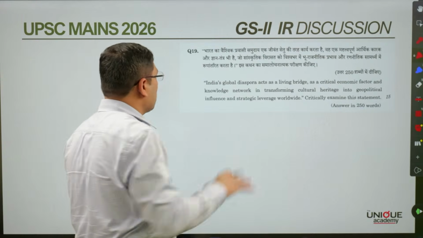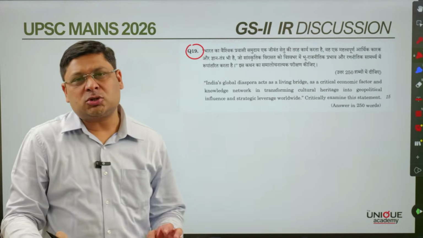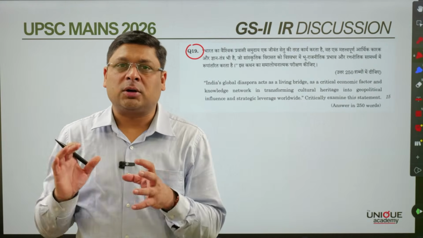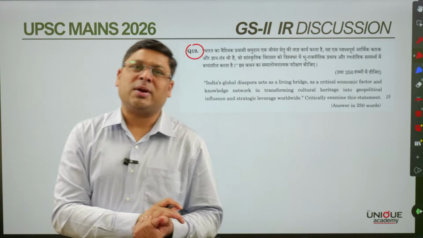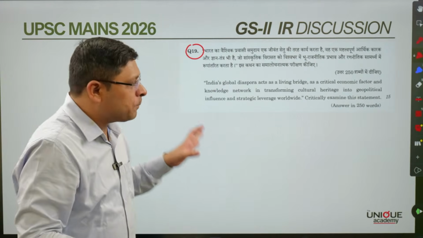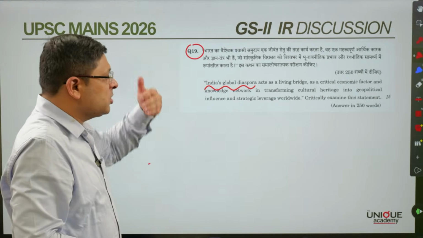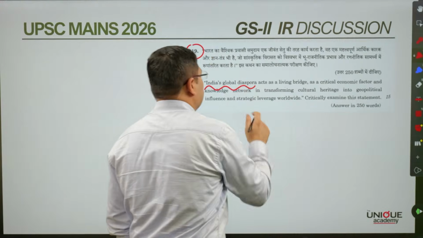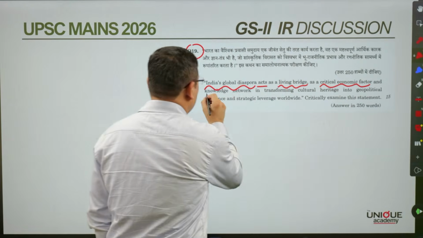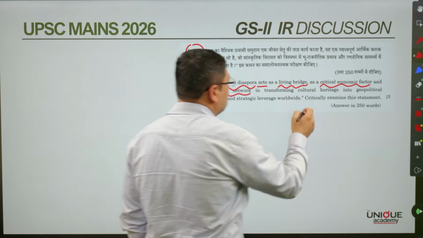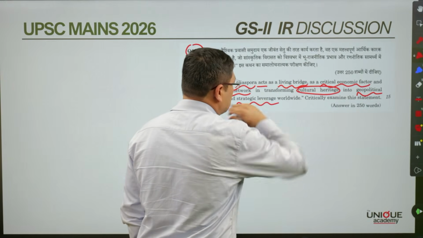That is question number 19, and it's a 15 mark question. So this is about diaspora. The questions on diaspora may come in terms of diaspora in a particular region; somewhere in 2018 or so, there was a question on the Indian diaspora in ASEAN countries, right? But this time, the question is on India's global diaspora. What is the statement? The statement is: the Indian global diaspora acts as a living bridge, as a critical economic factor and knowledge network in transforming cultural heritage into geopolitical influence and strategic leverage worldwide.